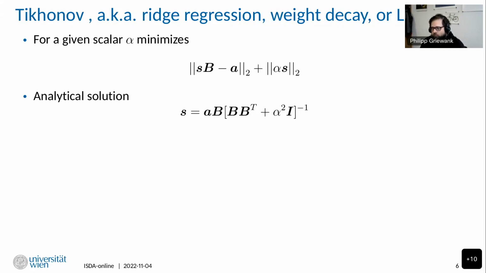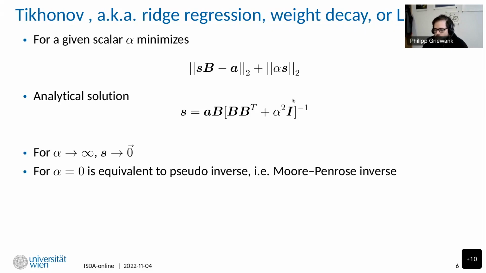And so what it's essentially trying to do is find a good S that is a good fit for the SB equals A, while at the same time trying to keep the values of S as small as possible. And for any value of alpha chosen, there's a unique analytical solution that I'm showing here. The specifics aren't really that important.